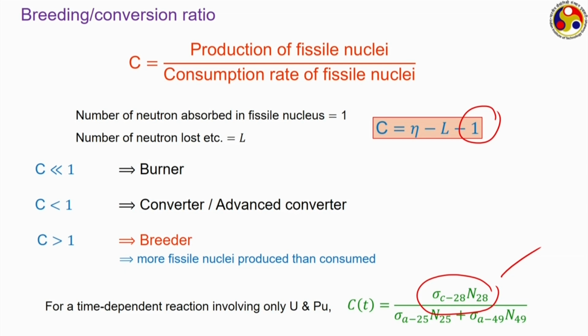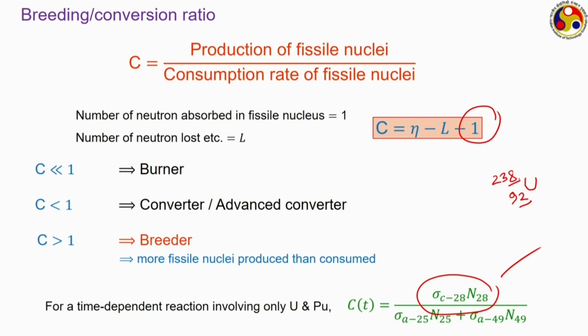Like if we are talking about a reactor which involves only uranium and plutonium, then in the numerator we have this quantity sigma C into n 28. Here this 28, I hope you remember the convention that we used while discussing the criticality of reactors, or I should say the time dependent reactor analysis that we have done. Still, just as a recap, 92 U 238 can often be written as 2 from here and 8 from here.